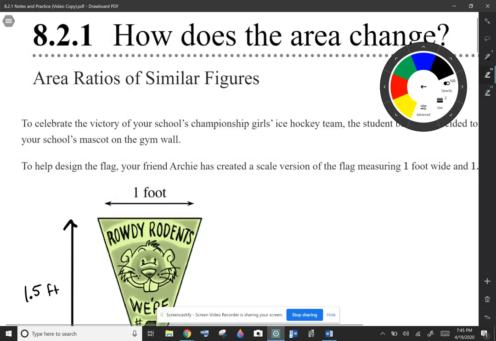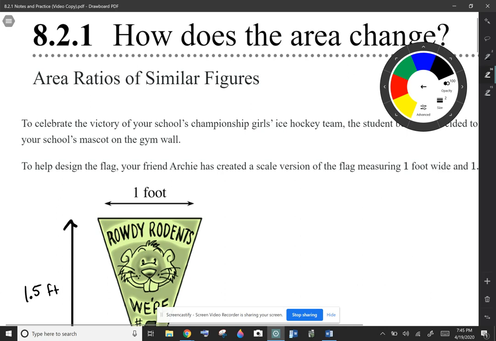So we are into section 8.2.1. Today we're going to be working with similar figures, something we have worked with before. But then we're also going to talk about how the area changes with similar figures. One of the words that we use really often is scale factor. So that's the ratio of different dimensions in similar figures. So when I bring that up, just remember that is something that we've used in the past.